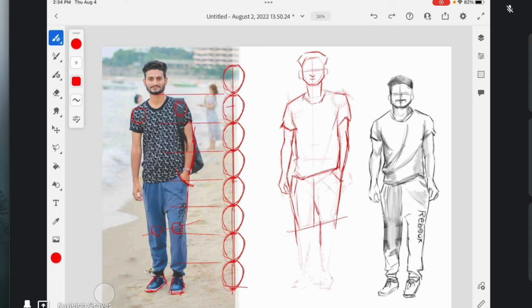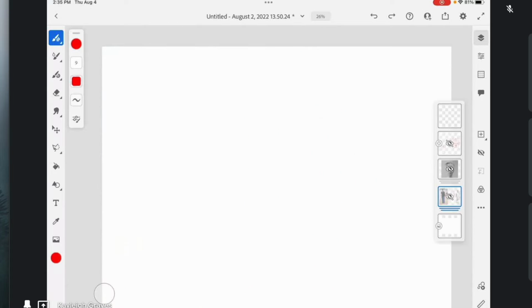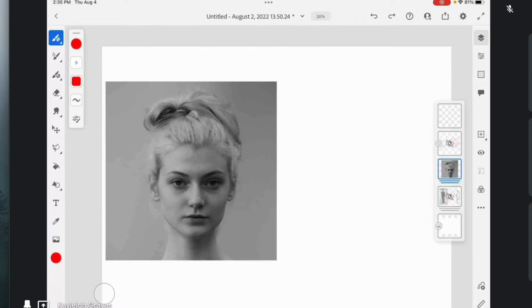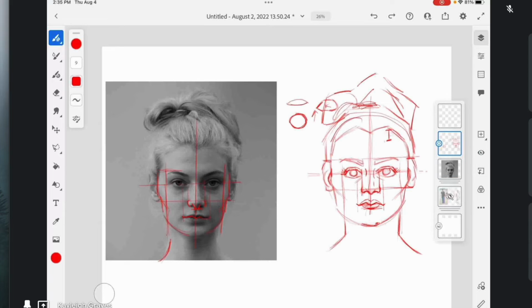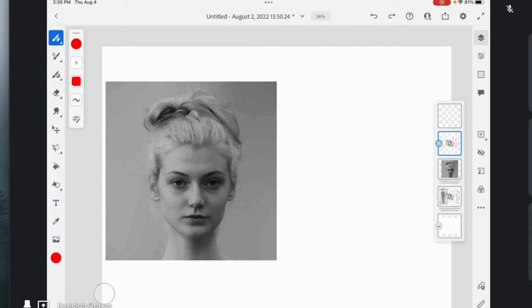All right, now for the sake of time, I'm just going to go ahead and move to the face portion, the portrait portion, face. So yesterday, this is what we did. We worked on finding those proportions together. So we're going to try this again.